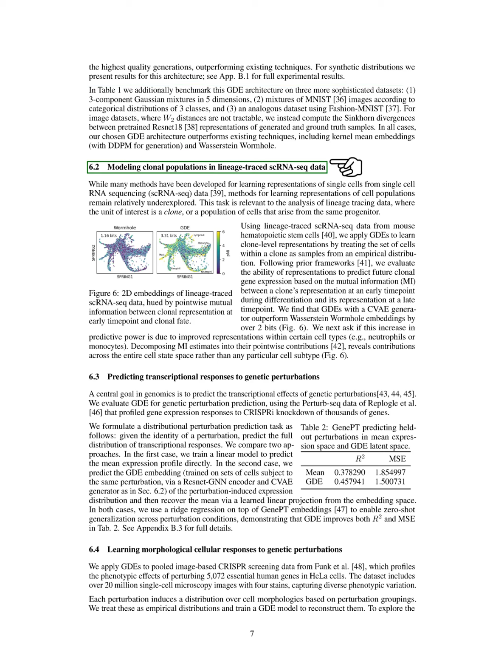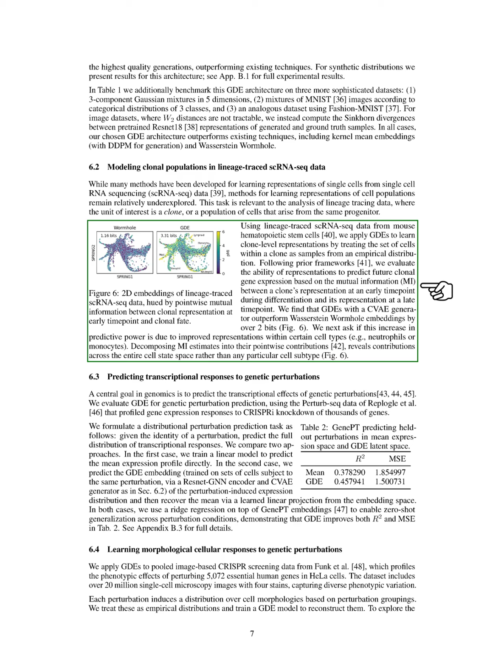Finally, we address modeling clonal populations in lineage-traced single-cell RNA sequencing, screen-seq data. While many methods exist for learning representations of individual cells from screen-seq data, approaches for learning representations of cell populations are less developed. This is particularly relevant for analyzing lineage tracing data, where we focus on clones, or groups of cells from the same progenitor. Using lineage-traced screen-seq data from mouse hematopoietic stem cells, we apply GDEs to learn representations at the clone level by treating the cells within a clone as samples from an empirical distribution.